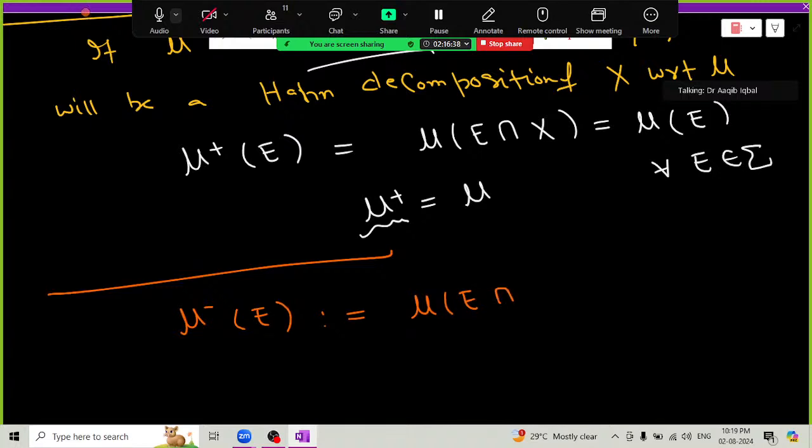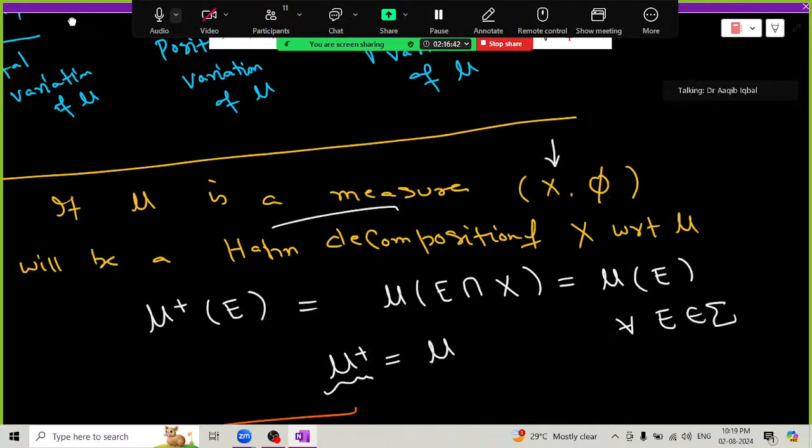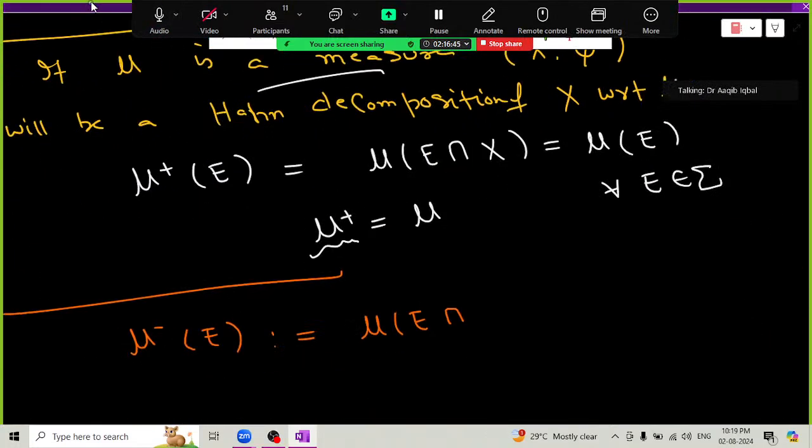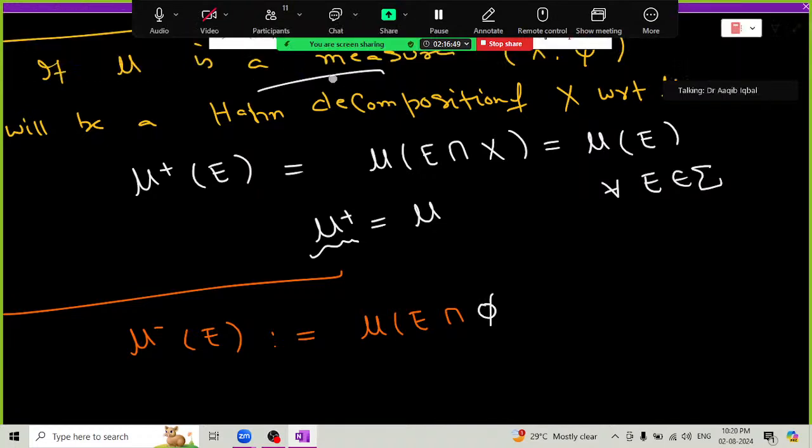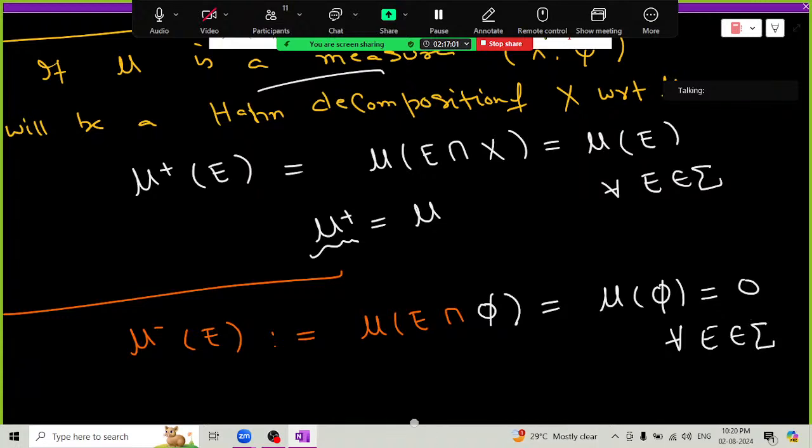What is the second component there? The second component there is phi, empty set. So therefore it will be mu of E intersected with phi, empty set. E intersected with phi is phi. So therefore it will be mu of phi, and mu of phi is 0. And this will be 0 for all the E's. So that means what? That means negative variation of mu is equal to 0.